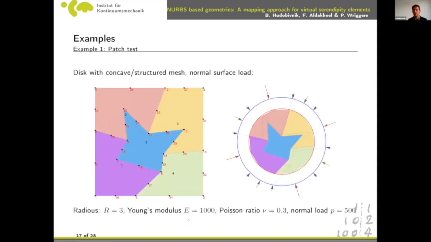Now let's go to some examples. So the first example is a simple patch test. We have a disk. Here I have shown some concave mesh with 5 elements, and this disk is sent inside the element, and then it's mapped to a circle. We load this disk uniformly with normal load, so we have a uniform compression.